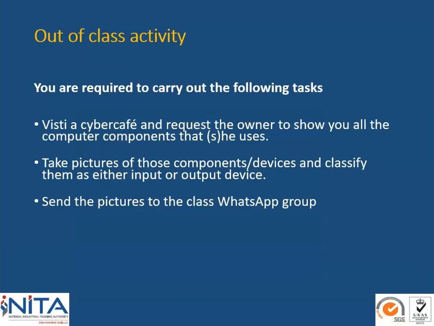As an activity that you're going to do at your own time, you're required to do the following. Number one, visit a cyber cafe and request the owner to show you all the computer devices or components that he or she uses. Number two, take pictures of those computer devices or components and classify them as either input or output devices. Lastly, send the photos of what you have taken to the class WhatsApp group.